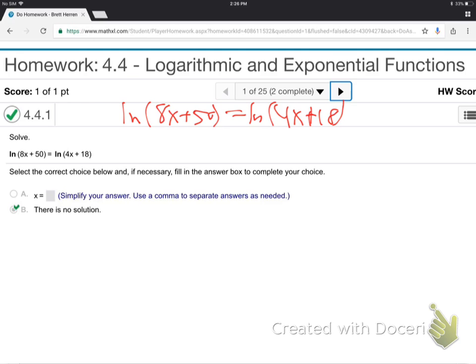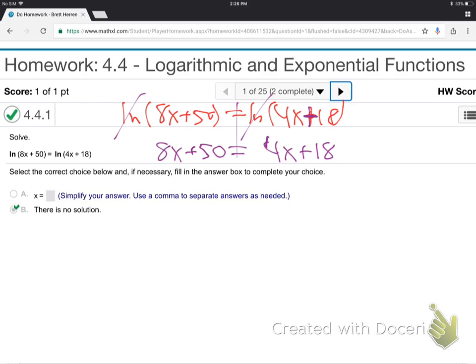I think if the base is the same, those two things should be equal, right? Yeah, so just cancel out the logs basically. Totally. Good, Joel. So 8x plus 50 is 4x, that's a plus sign there, plus 18. Is that a good first step? Yeah, since they both just have a natural log, like you said, the bases are the same, so just cut them out.